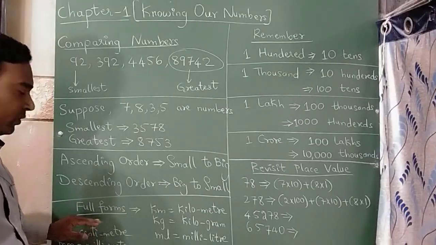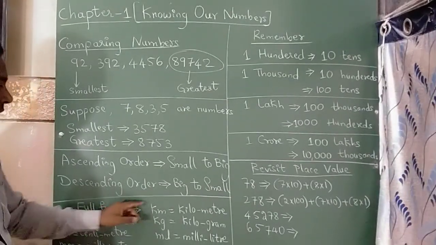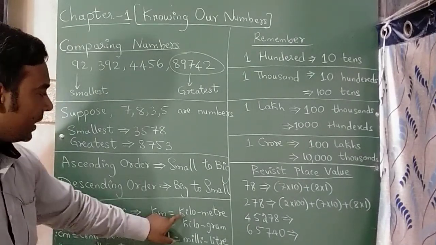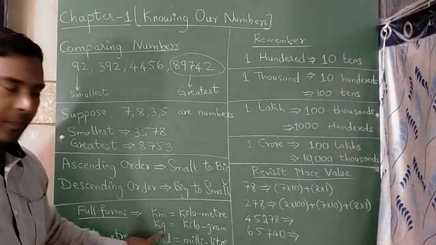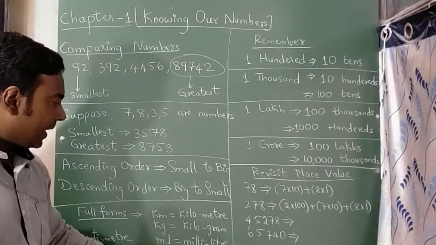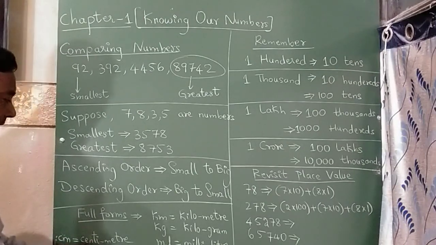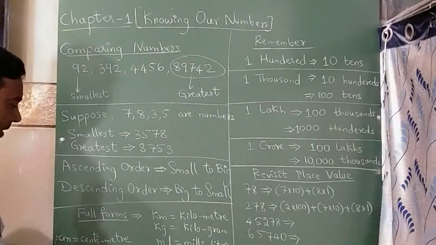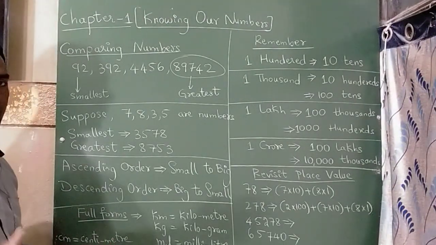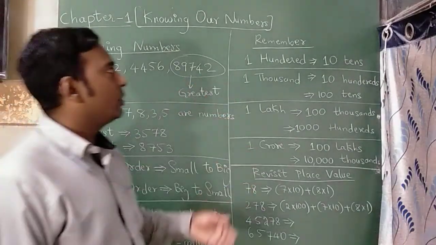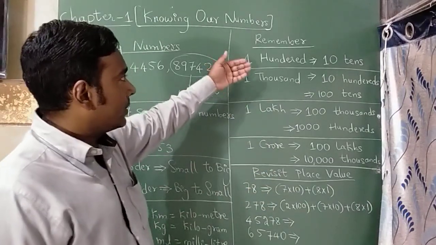Fine. Now there are a few full forms. km means kilometer, kg means kilogram, ml means milliliters, cm means centimeter, mm means millimeter. This is used while solving the exercise sums. Fine. Now let us know a few things.